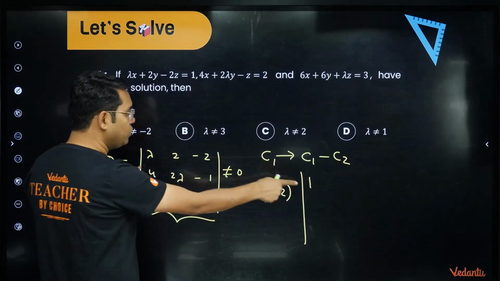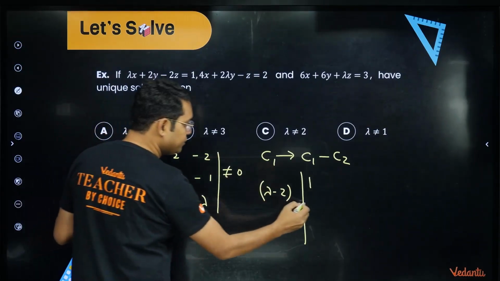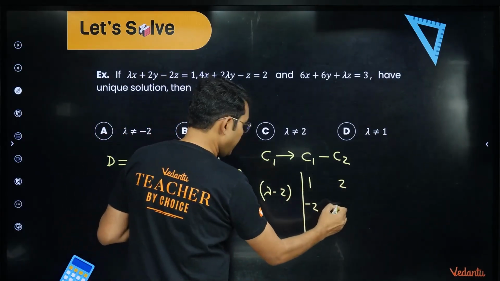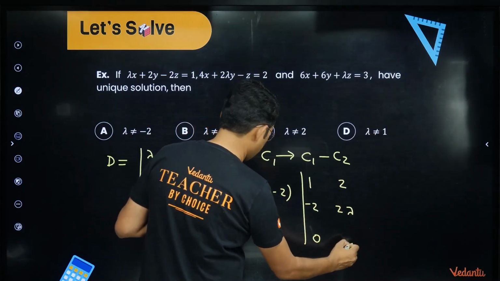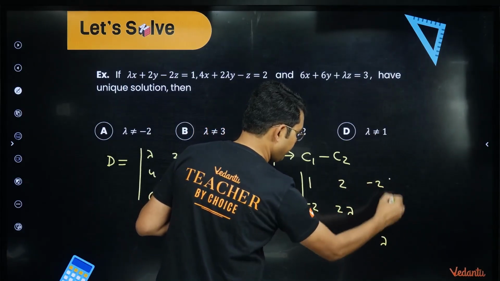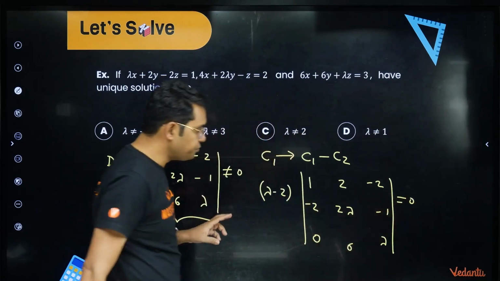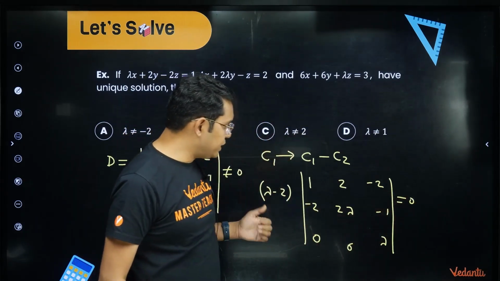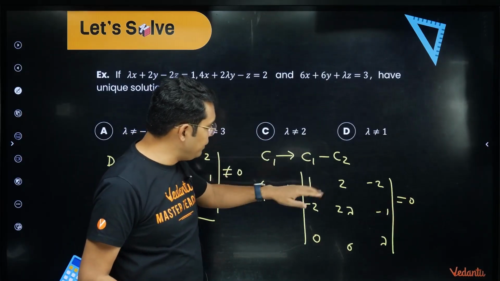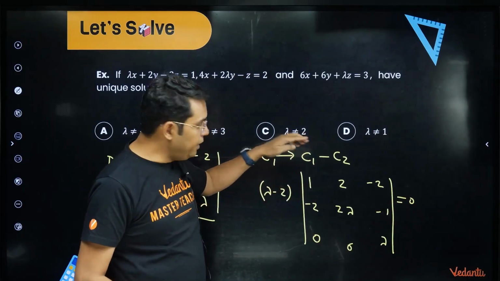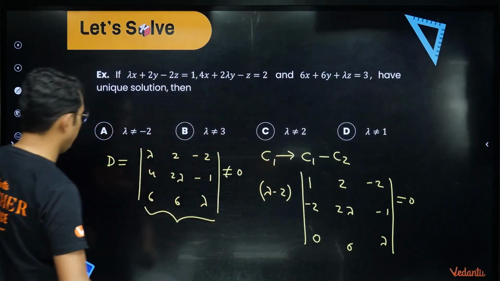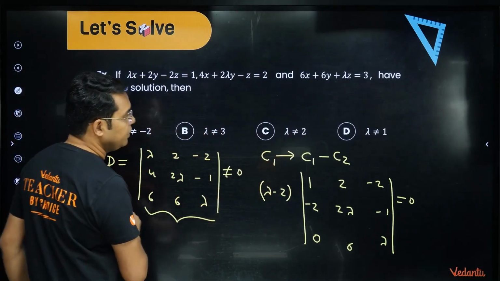So lambda minus 2 common, so this will be 1, this will be minus 2, and this will be 0 here. Then it is 2 here, and this is 2 lambda here, and this is 6 here, this is minus 2, this is minus 1, and this is lambda here, and that is equal to 0. Now we can use further properties or we can open it directly, it's your choice. Maybe a property which we can use is to add 2 times row 1 to row 2. Okay, so if we do that, let me do it here.